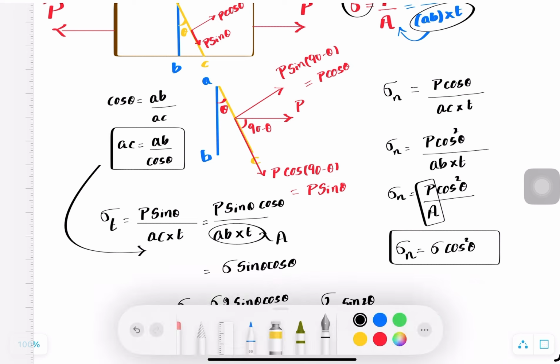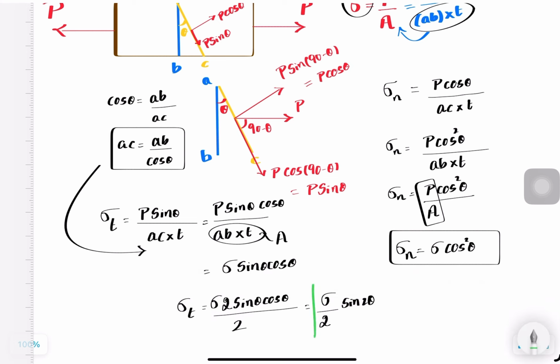Let me use a different color to show that we got the expression for the tangential stress. So that is it. We now have 2 expressions. One is the expression for the normal stress, and another is the expression for the tangential stress. The normal stress is sigma into cos squared theta, and the tangential stress is sigma by 2 into sine 2 theta.